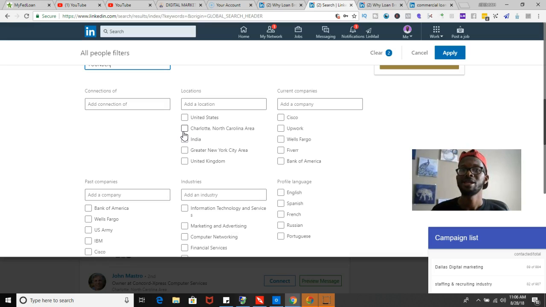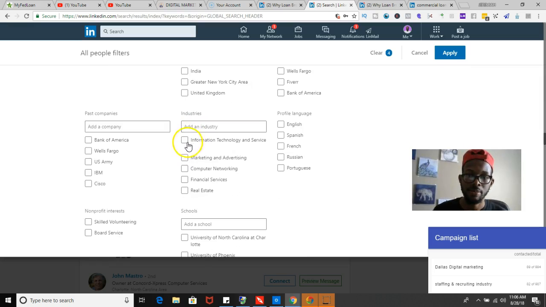And a lot of the time, they will gravitate towards you more when you're local. But you can do business nationally, internationally, however you want to do it. But let's just put Charlotte as an example. And I want to target a specific industry.